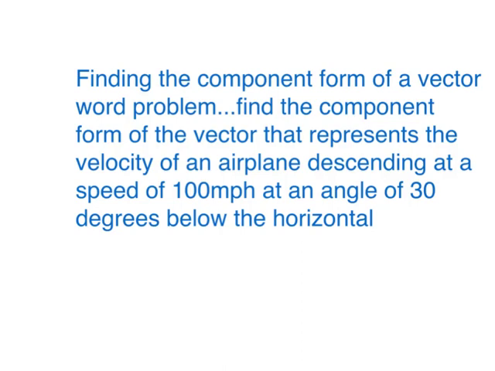Okay, I want to do another video for 6.3 just over a word problem so you can see how these things work. Let's say that you're asked to find the component form of a vector that represents the velocity of an airplane descending at a speed of 100 miles per hour at an angle of 30 degrees below the horizon.